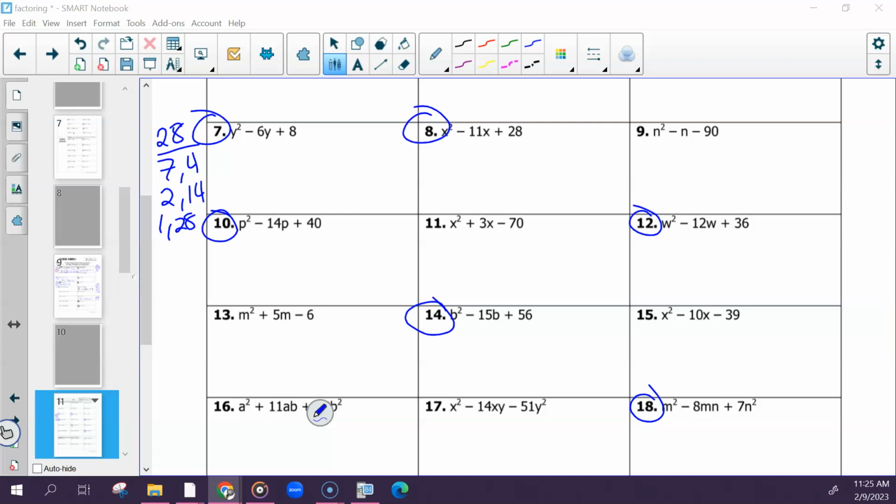7 and 4, yeah. So 7 and 4, and if we make them both negative, they would give us this negative 11. So we have x minus 7 and x minus 4.